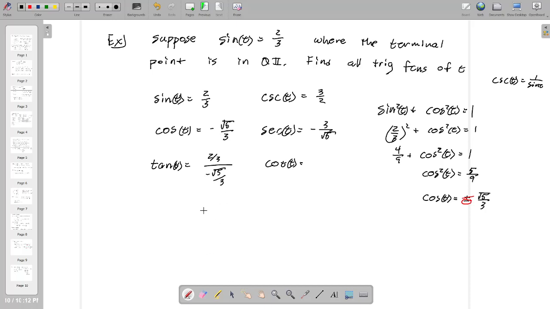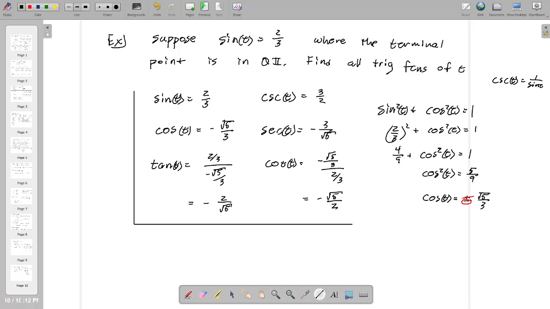So when we flip and multiply, we end up with negative 2 divided by square root 5. Cotangent is cosine over sine. So we would do negative square root 5 over 3 divided by 2/3, flip and multiply, and we get negative root 5 over 2. Like that. Now we've solved for all 6 trig functions. So we are done.